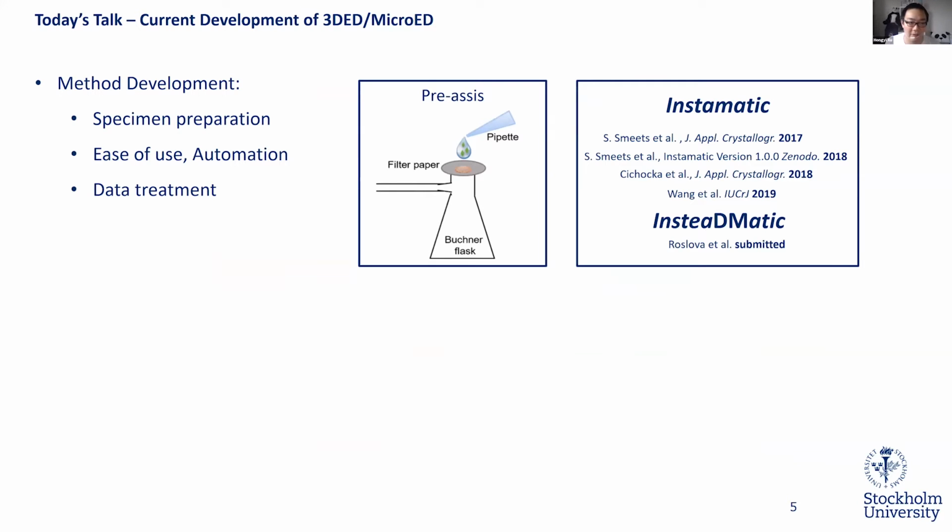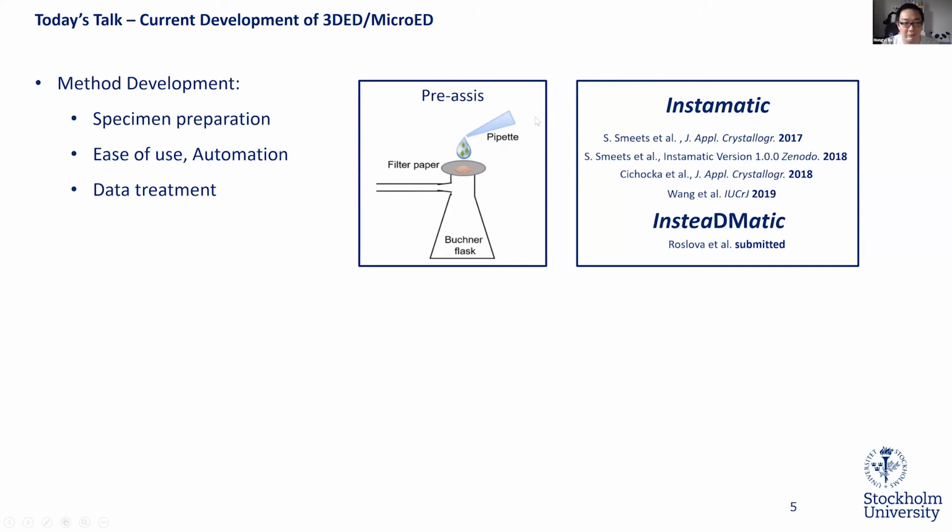Okay, so after the introduction, I would like to give you an outline of my talk today. First, I will cover the method development of micro-ED, so what we've been doing to make the method more accessible, more reliable, and more user-friendly. I'll start by talking about sample preparation, a method we developed to work with micro-ED specimens. We call this PreAssist, a pressure-assisted method.